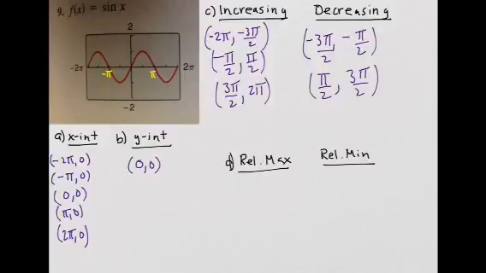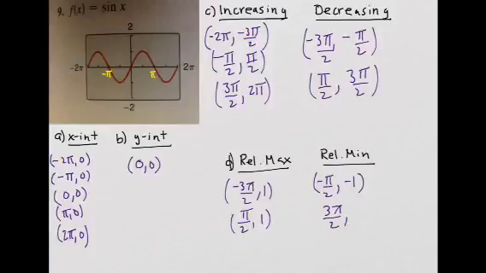Okay? Relative maximum points, it has one right here and one right here. So those 2 points, the first one would be negative 3 pi over 2, 1. The other one is at pi over 2, 1. For relative minimum, that would be this point right here and this point right here. So that would be at negative pi over 2, negative 1, and at 3 pi over 2, negative 1.